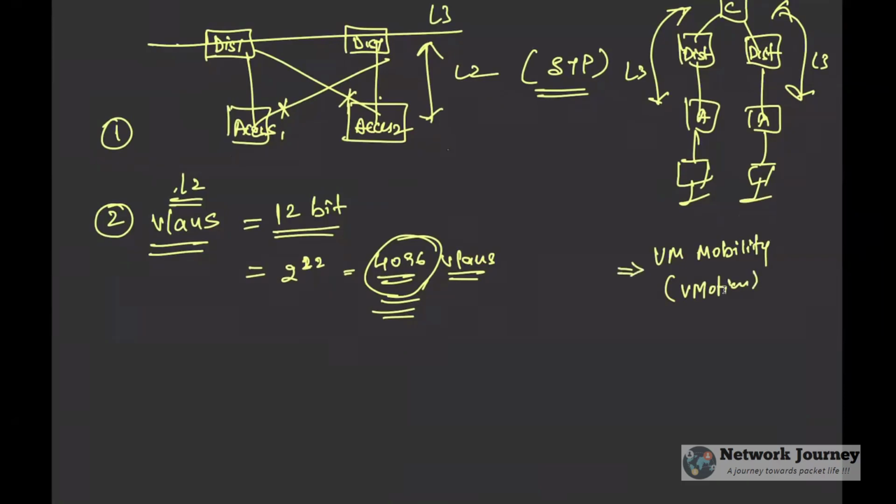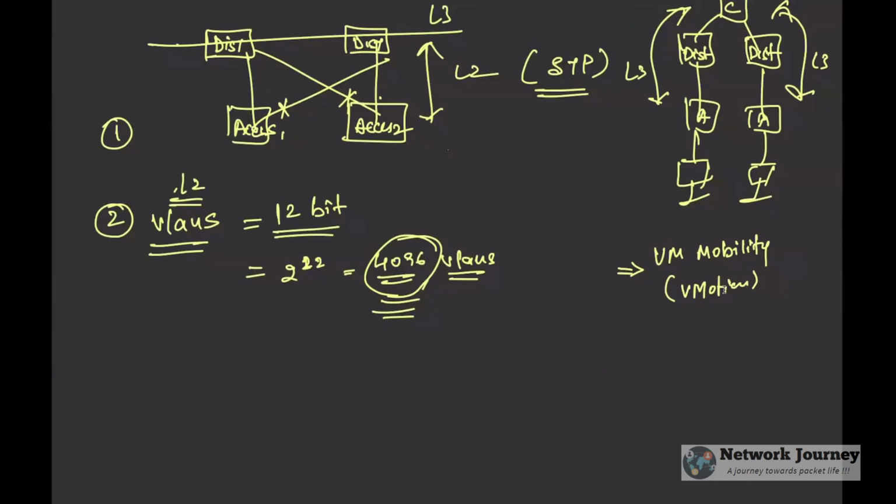So VM mobility means, guys, I hope you know what a VM is, right? A virtual machine, which runs in your hypervisors. VMs move from one hypervisor to another based on different parameters, like CPU usage or RAM usage. For example, if one hypervisor is using fewer resources and another is overloaded, it automatically moves your VM from one to another.